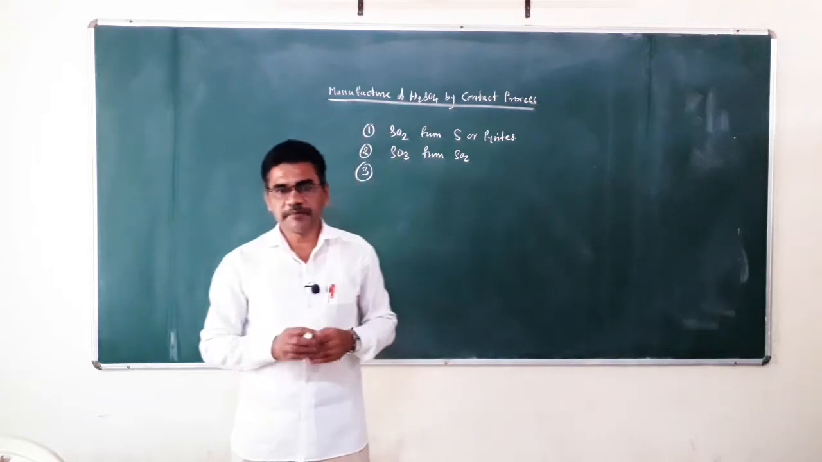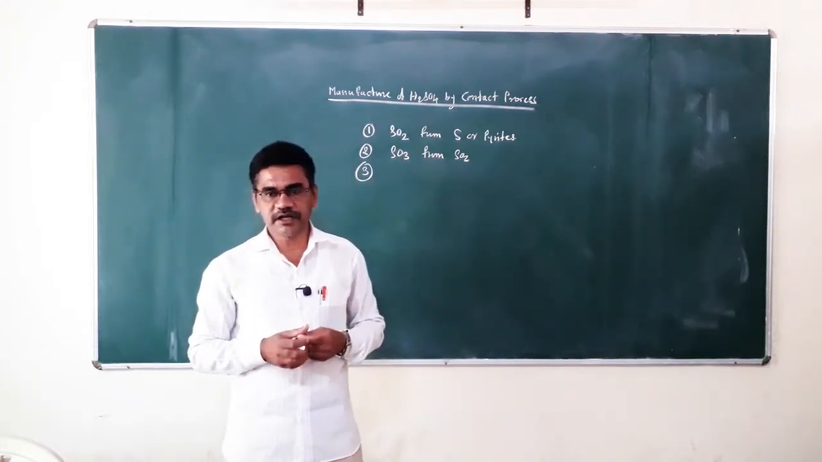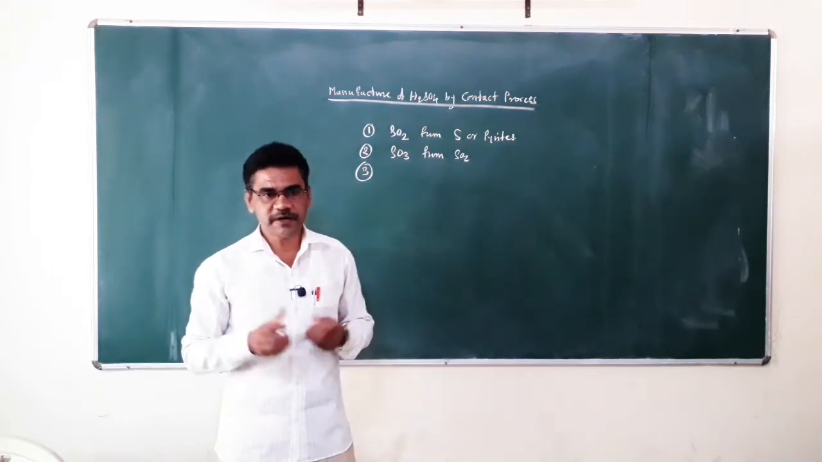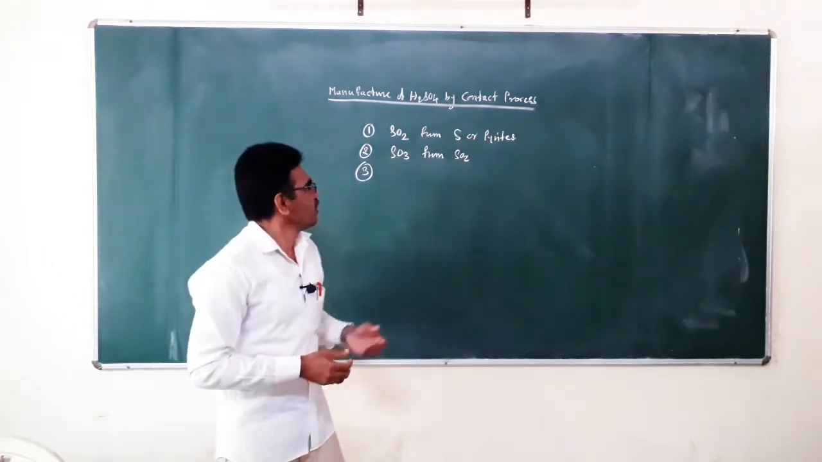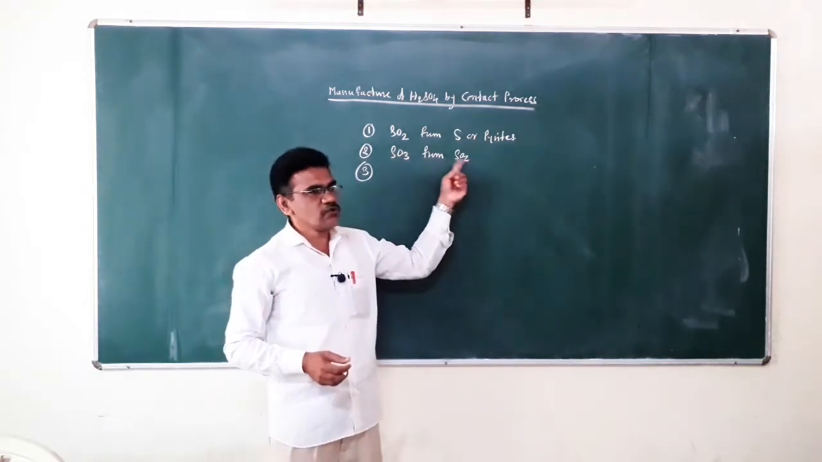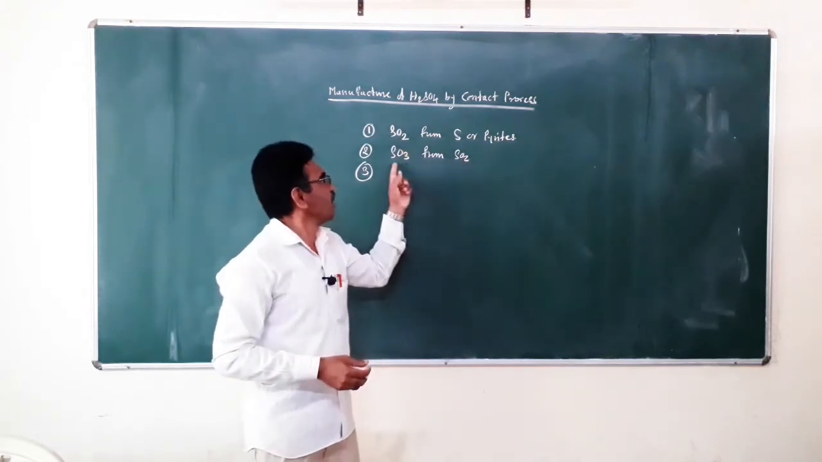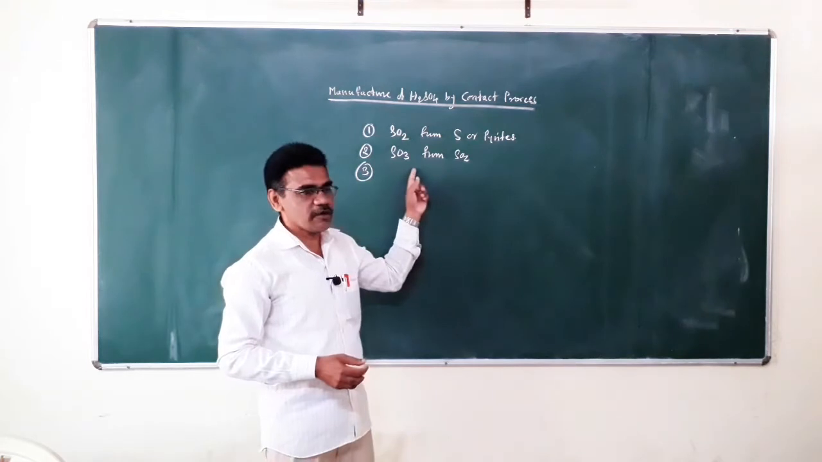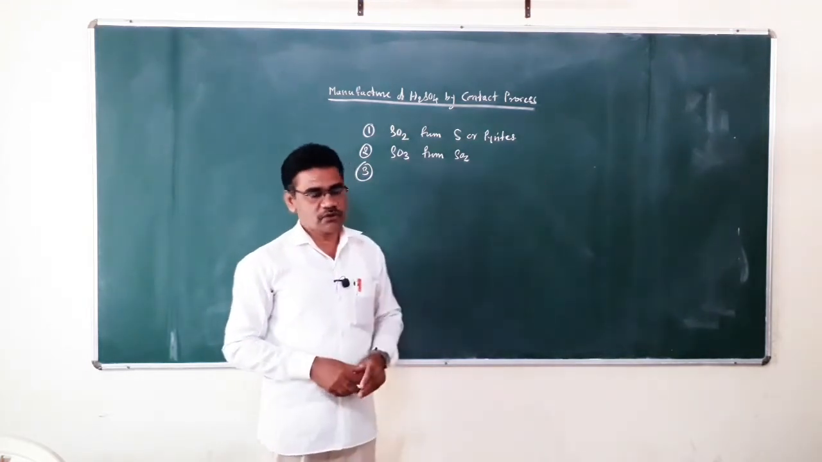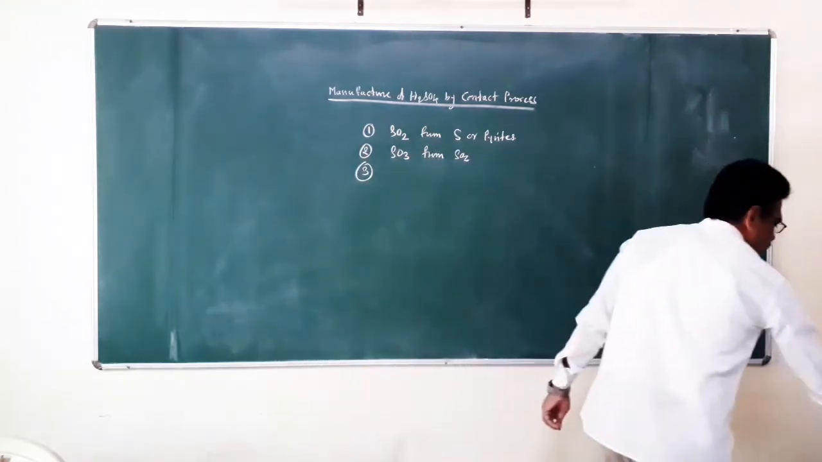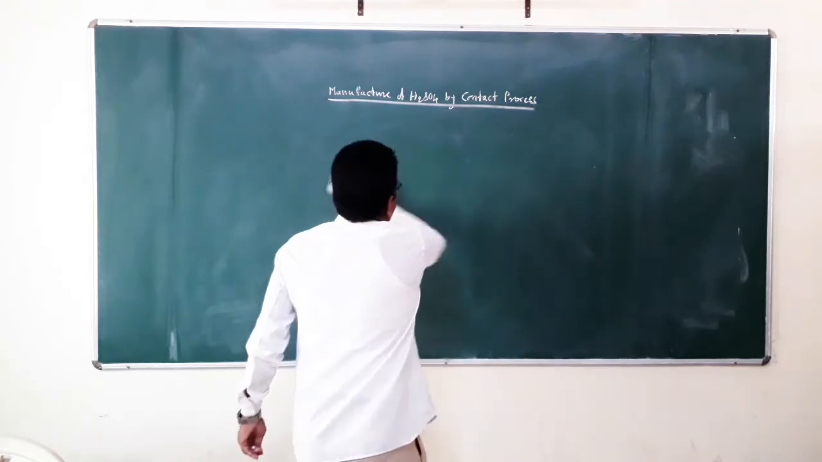First step is the preparation of SO2 by using atmospheric oxygen. Second step is the conversion of SO2 to SO3, in the presence of vanadium pentoxide as a catalyst. And third one is the absorption of this SO3 by water molecule to produce H2SO4. Next, the actual process for the manufacture of this sulfuric acid.